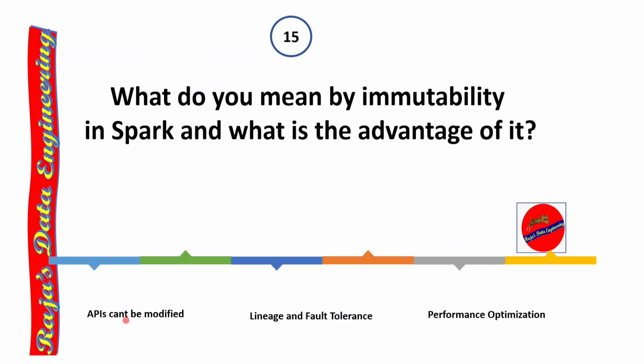And what is the advantage of that? Since it is immutable, the execution is always deterministic and predictable. If there is any failure, the dataset or data frame can easily be recreated with the help of the lineage graph. This also plays an important role in performance optimization. Now these are the points we need to talk about for immutability.